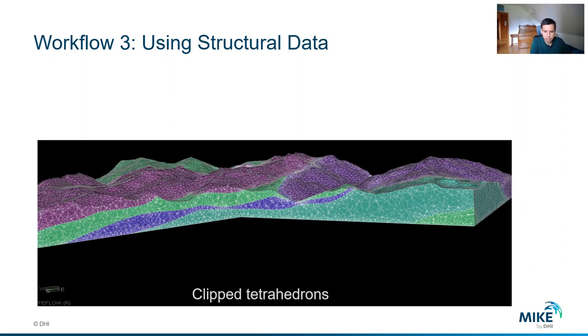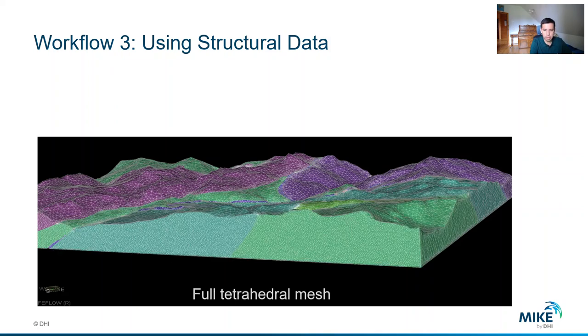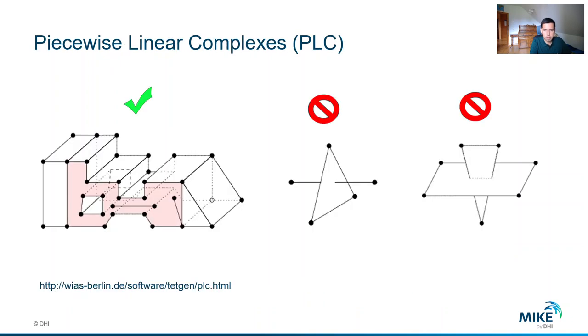Here you have an example of clipped tetrahedrons of a fully structured mesh, the one that we are going to build in the second part of this video, and this is the full mesh. The mesh generator that we use behind the scenes is called TetGen. It's a mesh generator developed by the Weierstrass Institute in Berlin, and this mesh generator utilizes the concept of a piecewise linear complex, PLC.